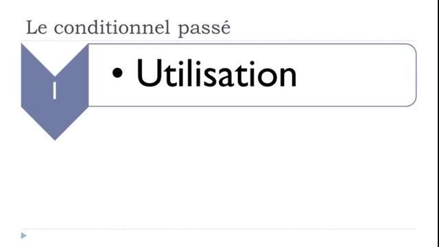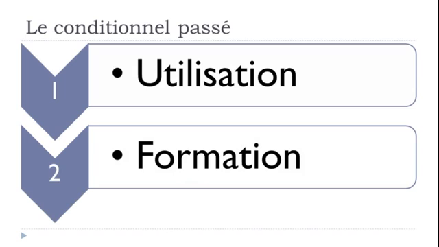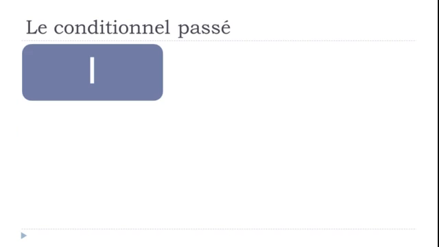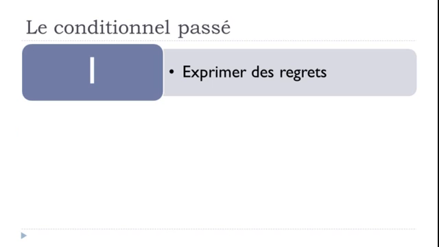And then the first thing that we'll see in this lesson is l'utilisation. Okay, so when do we use this conditionnel passé form? And the second thing that we'll work on is la formation, so the way we make it or we build it. Okay, so let's start with the first one, so utilisation. Okay, and then the first use that we will have for this conditionnel passé, it's to express regrets. Exprimer des regrets. Okay, so that's one of the first uses, let's say.